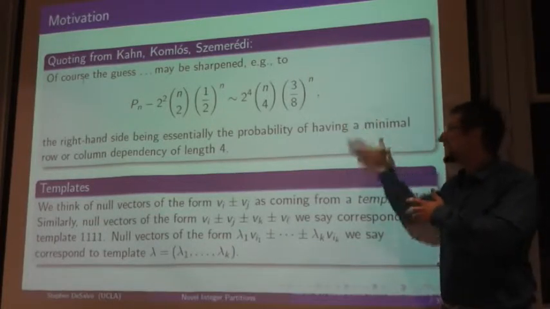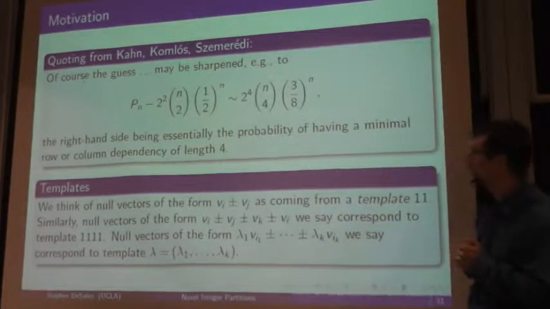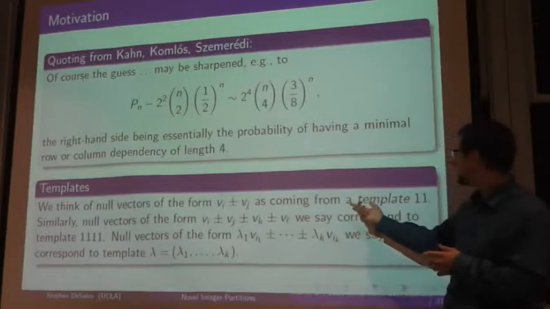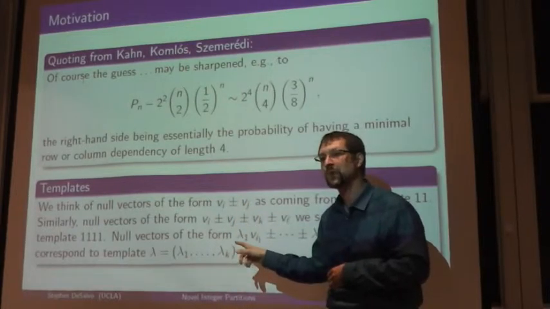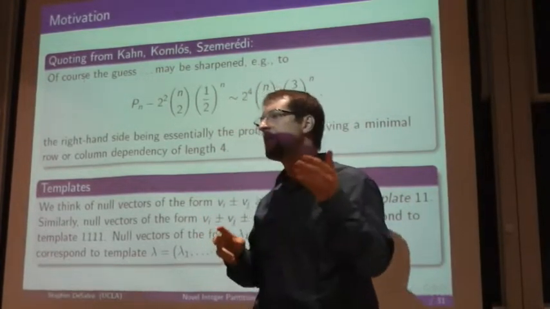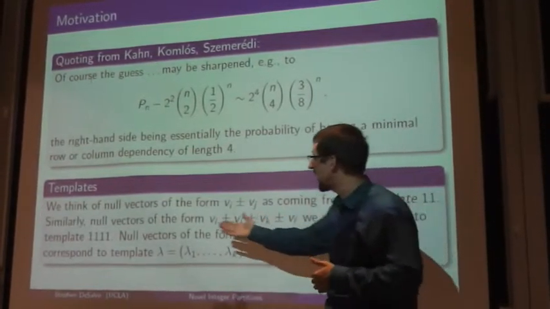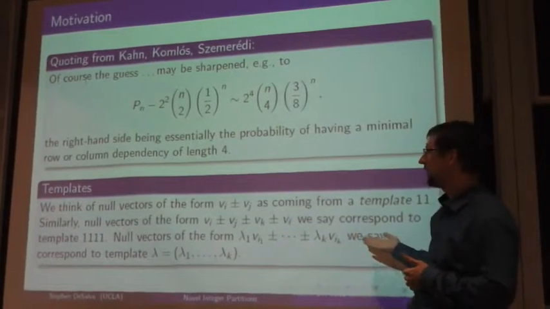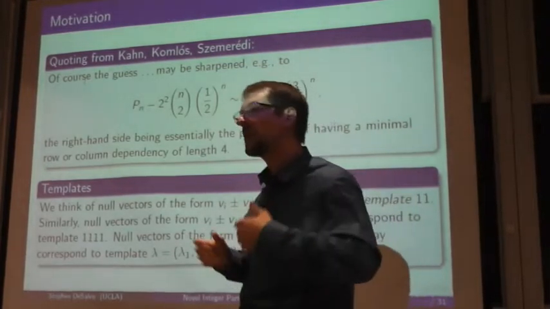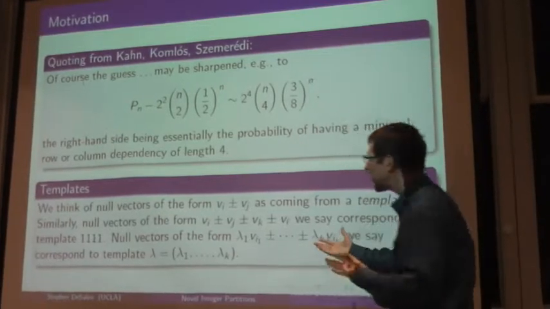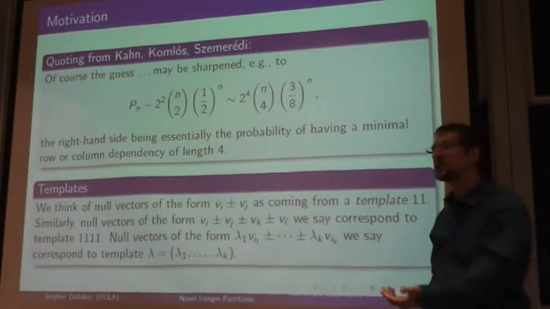So taking this a step further, what we did was we said, okay, what is the structure here? When we think of a null vector of the form vi plus or minus vj, we think of this as coming from a coefficient template of 1, 1. The coefficients here and here are 1 and 1. Forget about the plus and minus, forget about row and column. There are 2 vectors that are causing this singularity. Then you can take it a step further: when you have null vectors with 4 of them, that corresponds to template 1, 1, 1, 1. So we're just extracting the coefficients. Order doesn't matter, pluses and minuses don't matter. And then more generally, you could look at null vectors of the form lambda 1 to lambda k, and that we would say corresponds to template lambda.